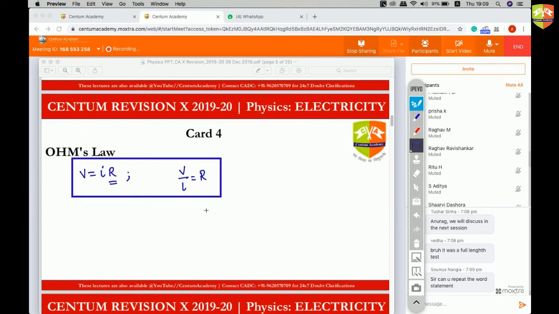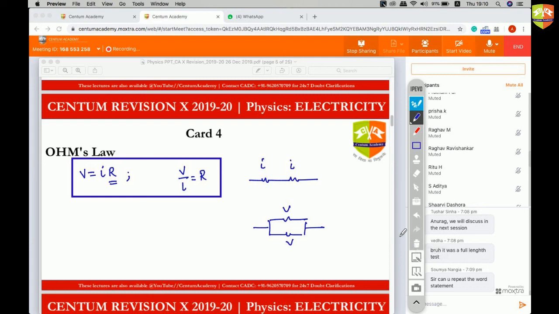In order to remove the proportionality and bring in the equality, we use a constant. The ratio of voltage and current remains the same. V by I is given as R, resistance. Resistance is a separate topic. You don't have to comprehend resistance in Ohm's law. So V equals IR is a prominent formula, and you are going to use it in the highly probable numerical which will be part of your examination paper.